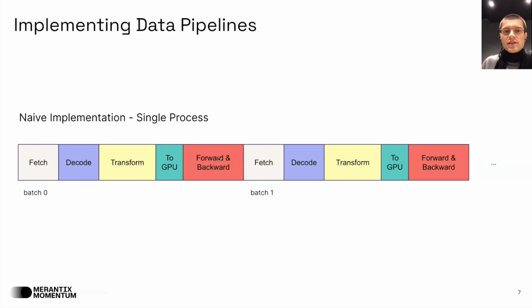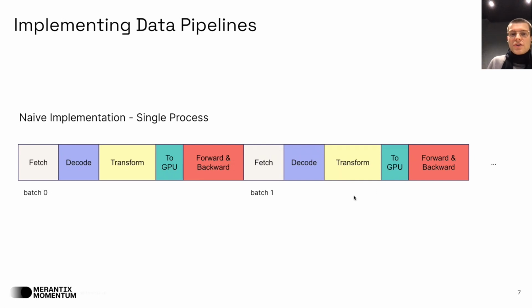So you can imagine, I don't know if you see my cursor, but you can imagine this GPU spike at this forward and backward pass where the model is actually processing data, or the GPU is actually processing data, and for the rest of the time it sits idle.